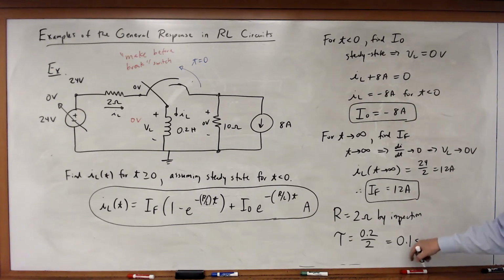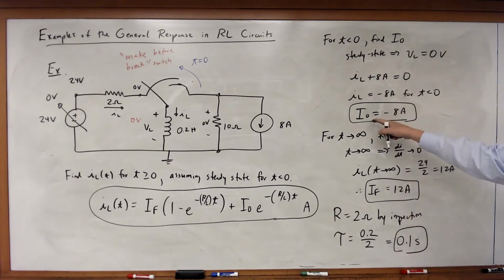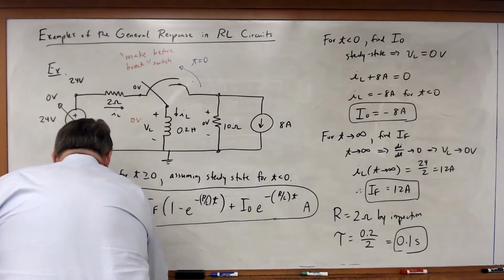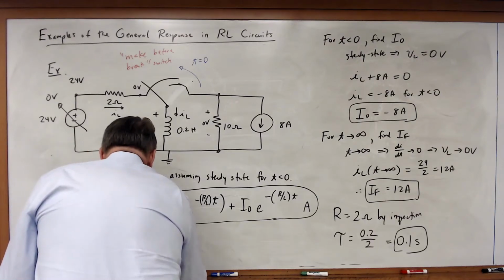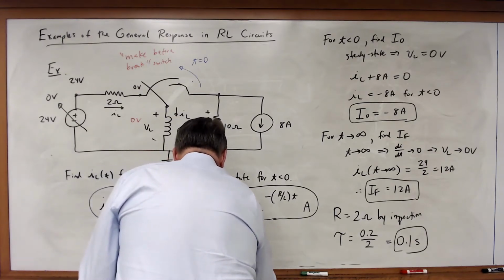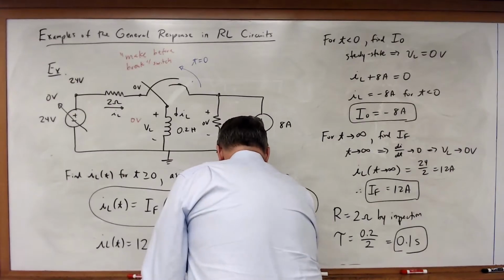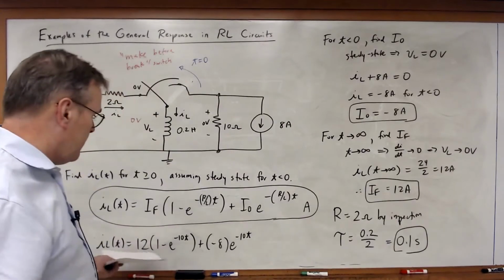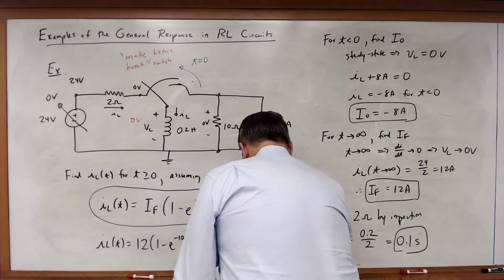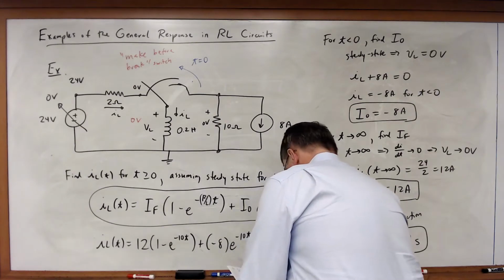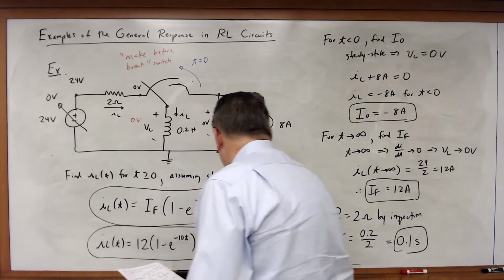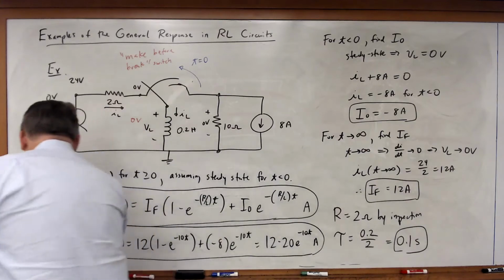And now, given tau, given IO and IF, I plug into this equation, and what I'm going to get is IL of t equals 12 times (1 minus e to the minus 10t) plus minus 8 times e to the minus 10t. Just plugging in the initial, final values and tau, this will be equal to 12 minus 20 times e to the minus 10t amps. And there is my result for t greater than or equal to 0.